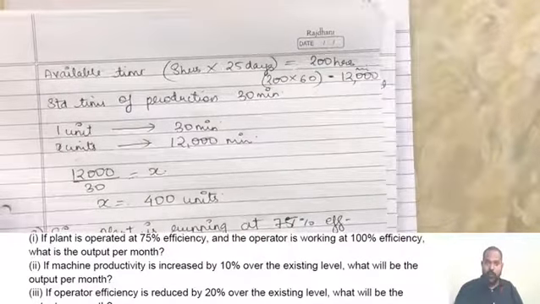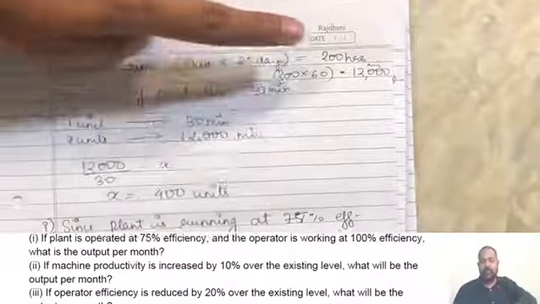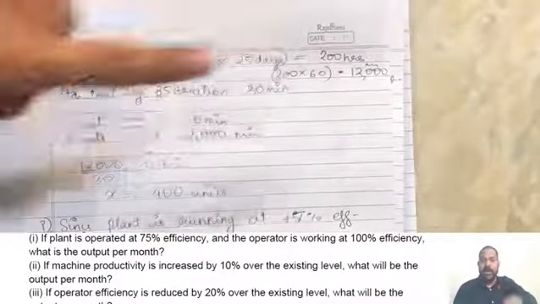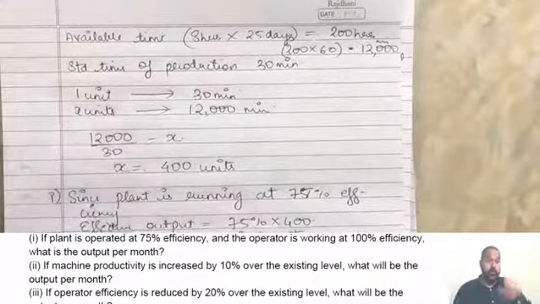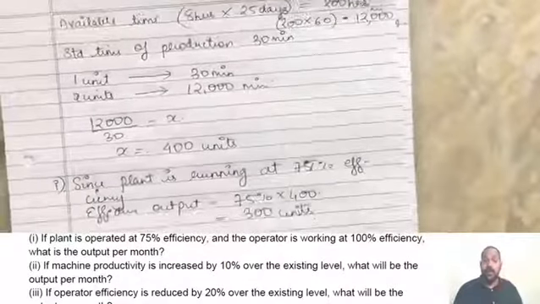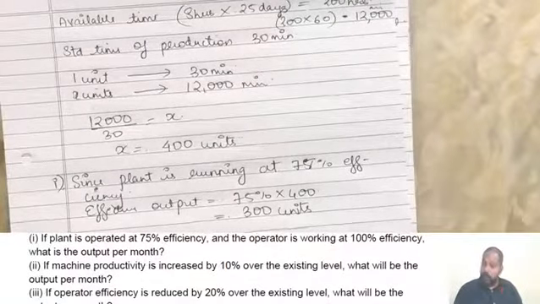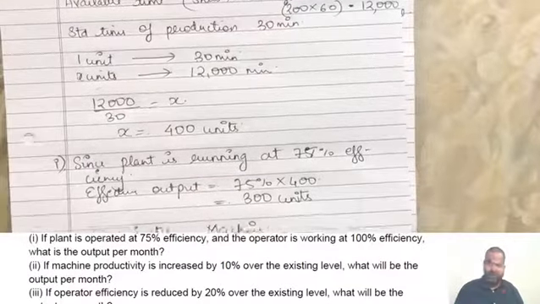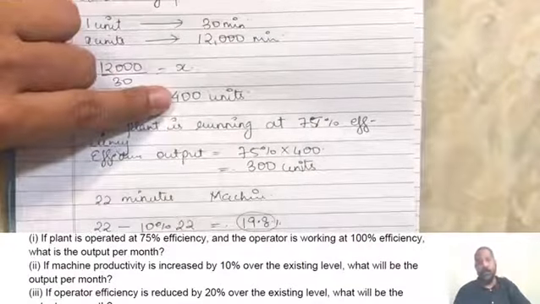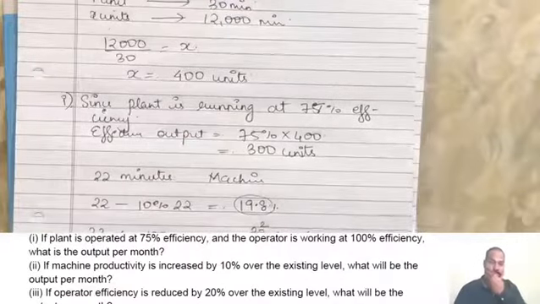Anyway, question number 1: 8 hours, 25 days, 200 hours, 12,000 minutes. If I require 30 minutes for 1 unit, how many units do I make? 400. But question number 1 says the plant is being operated at only 75% efficiency. Well, then I won't get 400 units. I will get 75% of 400 units.